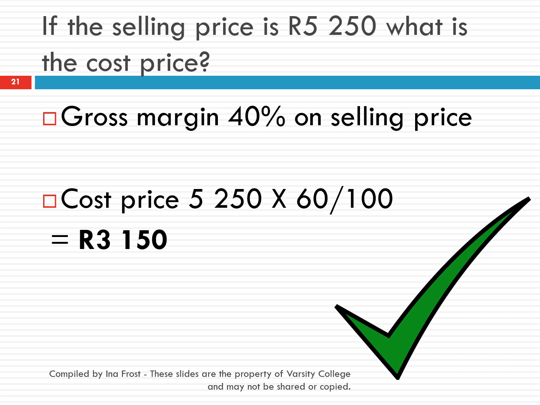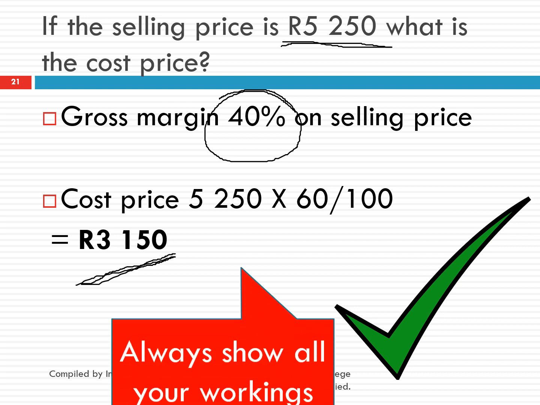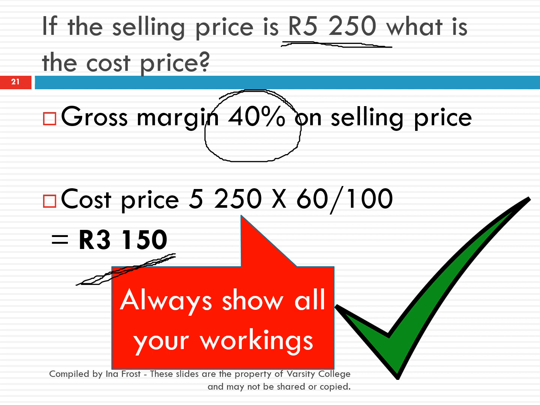Right, so if you're on this slide, it means you've completed your calculation, and I hope on your calculator you've managed to get to the 3,150 rands. So that will then be the cost price if we apply a 40% gross margin and the product is sold at 5,250 rands. And then just the important reminder again is to show all your workings. So please make sure in any assessment that you do, you are showing all your workings.